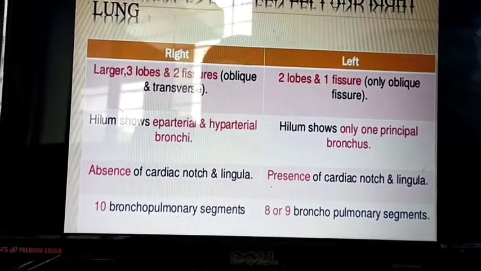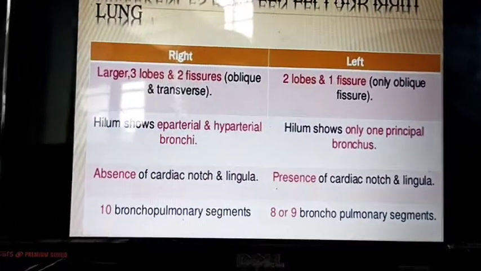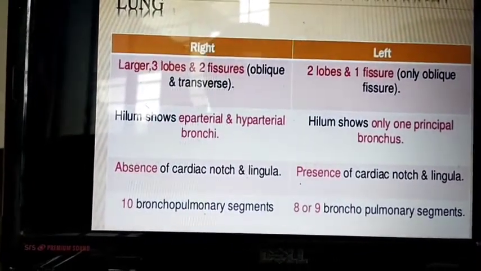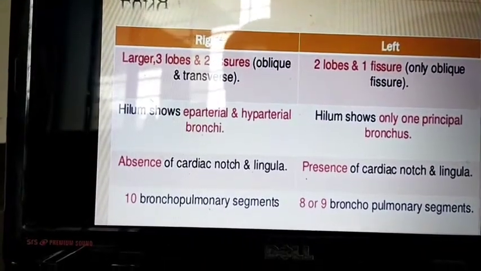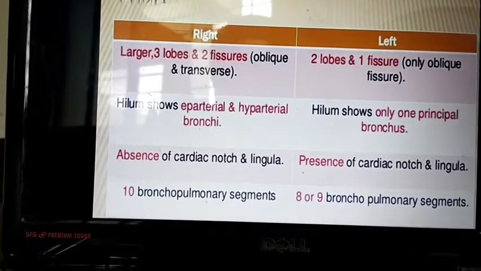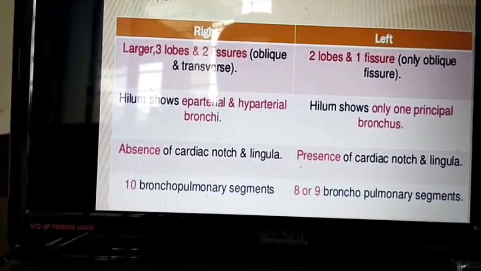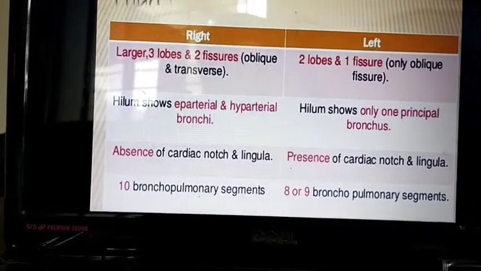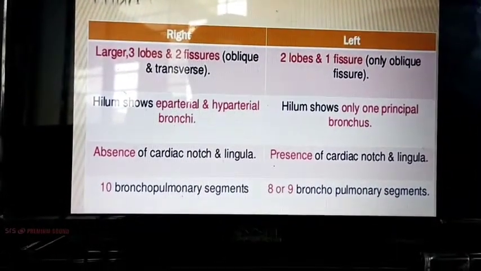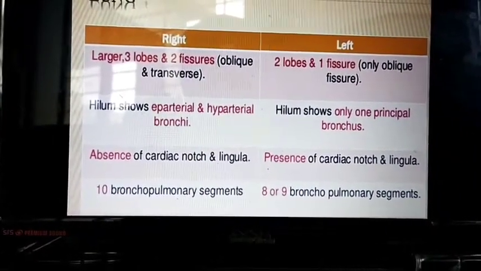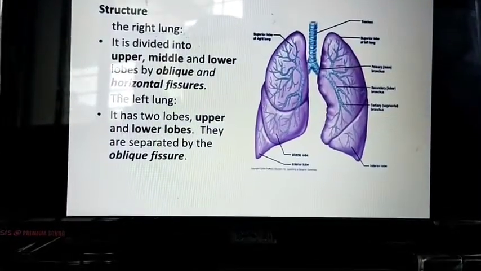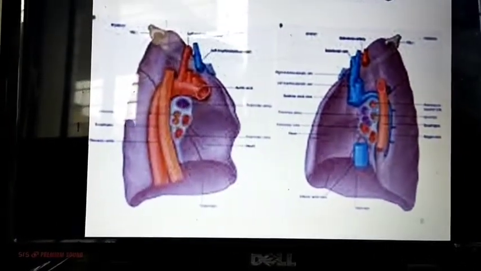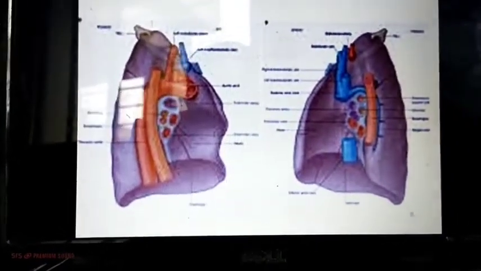Here, the right lung has only an anterior border and does not show any notch or projections, but in the left lung the anterior border shows the presence of a cardiac notch and lingula. On the right side there are 10 bronchopulmonary segments. On the left side there are only 8 to 9 bronchopulmonary segments. Already explained. Then we can go for the relations of the mediastinal surface of a lung.